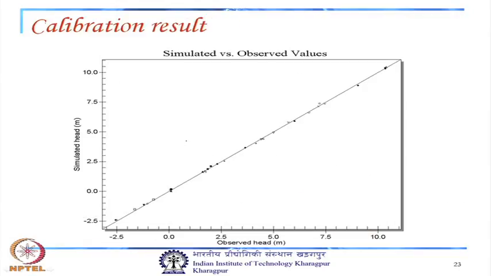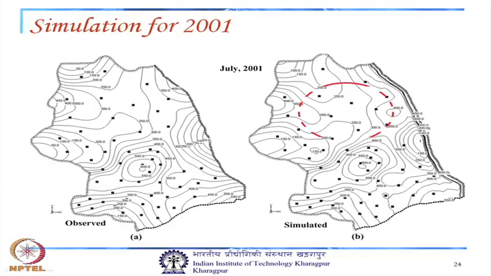So, it has been found that simulated and observed values are well along this 45-degree line, in the simulation for 2001. So, the concentration scenario difference is only here in the internal portion. This is the observed one and this is the simulated one.